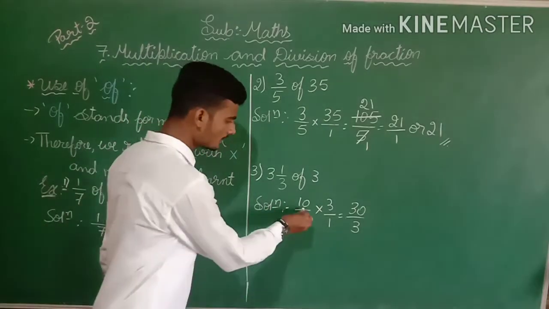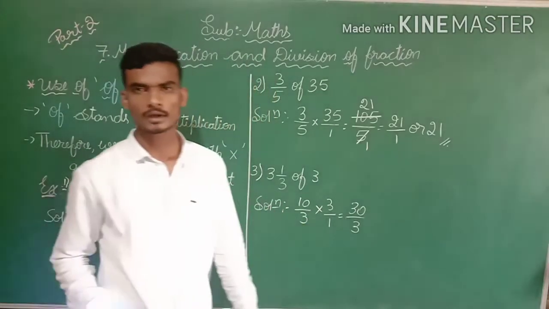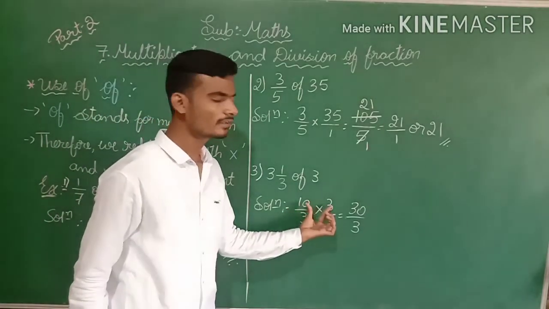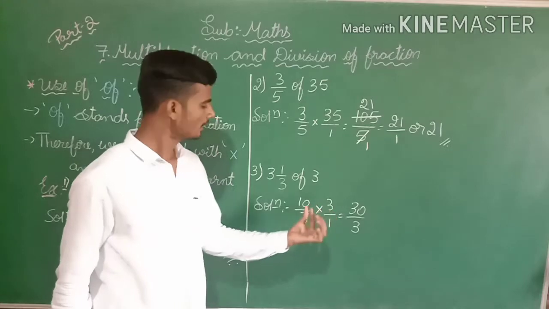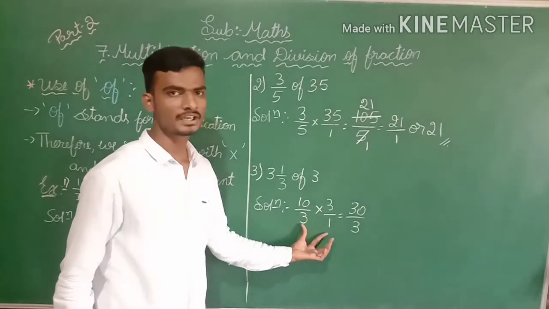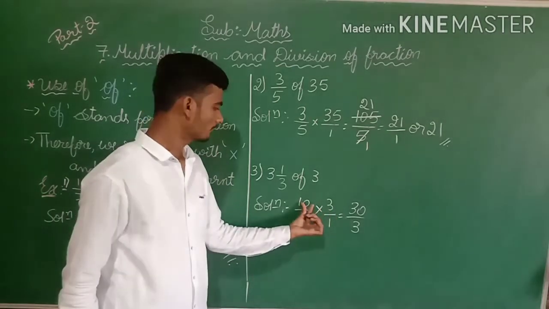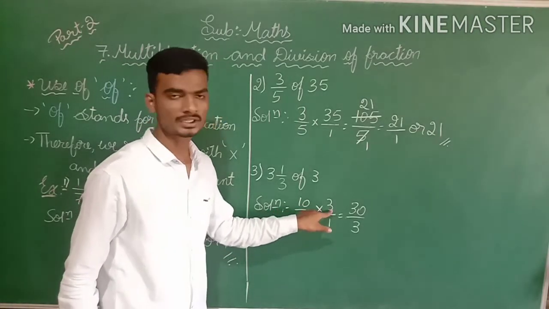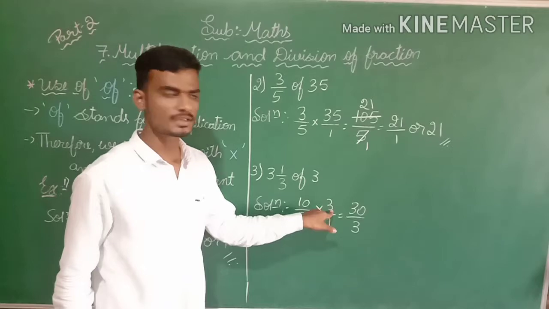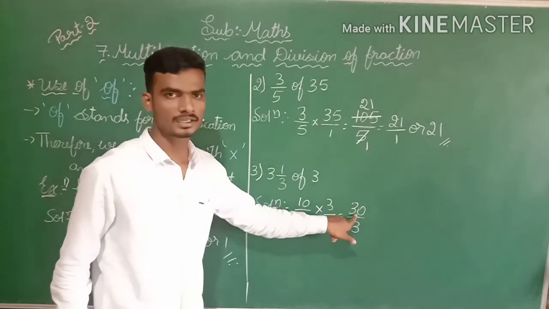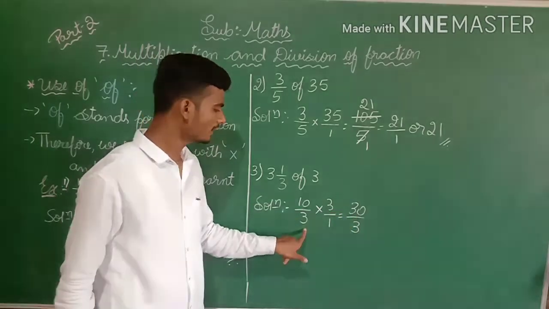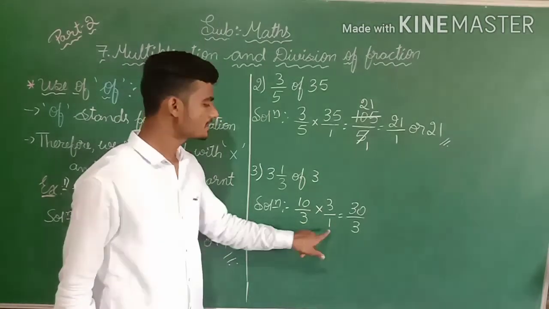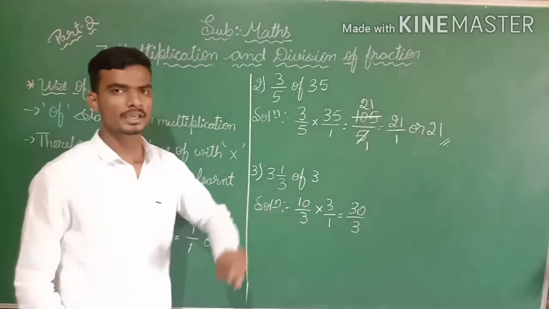Okay. Then after this what we have to do? After this we have to multiply numerator with numerator and denominator with denominator. Then what is there at the numerator part? 10 into 3. Okay, 10 3s are how much? You will get 30. Then at the denominator part, 3 into 1. 3 ones are 3. Okay.